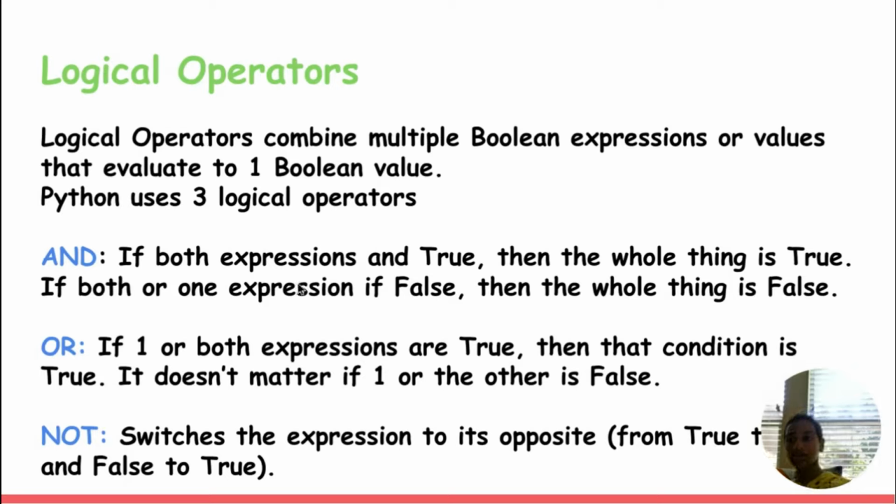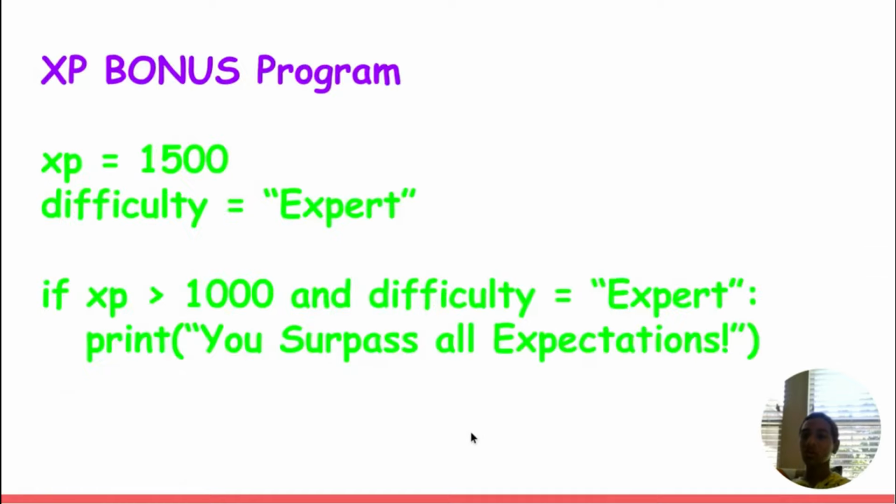Logical operators. They combine multiple Boolean expressions that are evaluated to true or false. Here are the three. And: if both expressions are true, then the whole thing is true. If one or more is false, then the whole thing is false. Or: if one or both is true, then that condition is true. It doesn't matter if the other one's false. Not: it switches the expression from true to false and false to true.